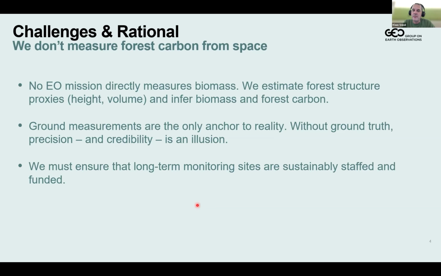So we must ensure that we have access to long-term monitoring sites that are sustainably staffed and sustainably funded, because this is often forgotten. There's a lot of money flowing into the Earth observation sector, into building satellites, but we often neglect the people who are doing the hard work on the ground, and to also fund those, which we need to give sense to our satellite products. And this is something we would like to address with GEO-TREES.